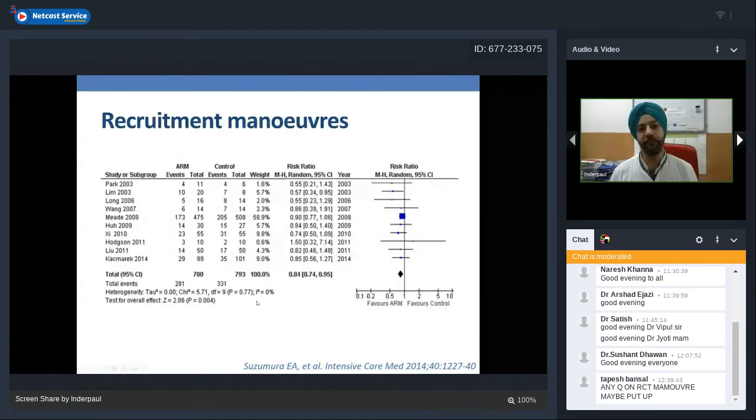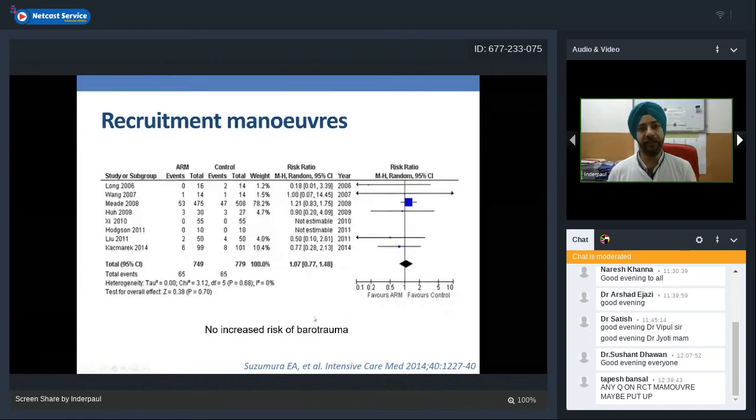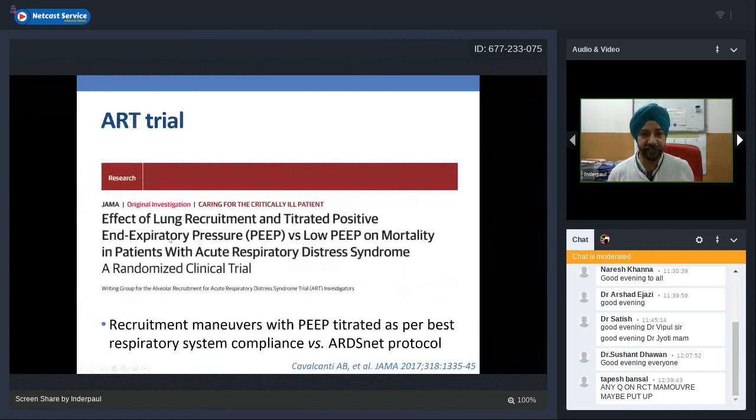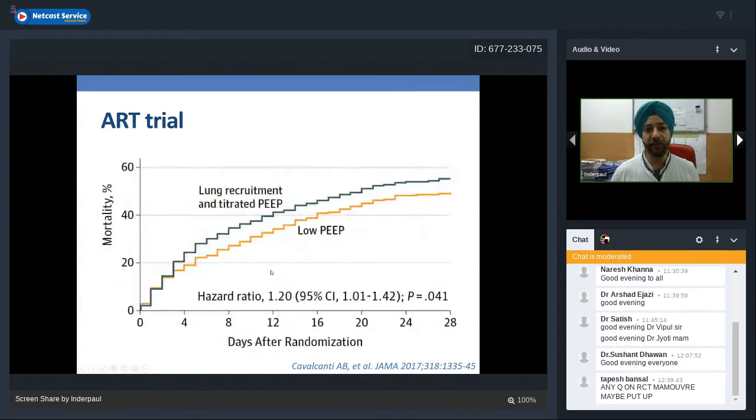Whether there is any evidence. So in a previous meta-analysis, doing recruitment maneuvers actually showed that they might improve survival and without any added risk of barotrauma. But then came the ART trial, where they compared lung recruitment with PEEP versus not doing any recruitment and ventilating the patients with a low tidal volume strategy. And what they found was that lung recruitment did not add any benefit and in fact it increased the mortality. So it is contrary to the physiology behind recruitment.